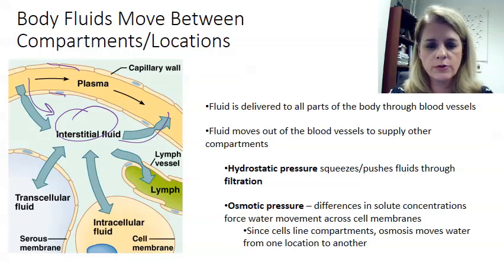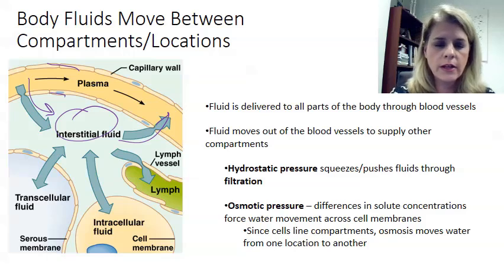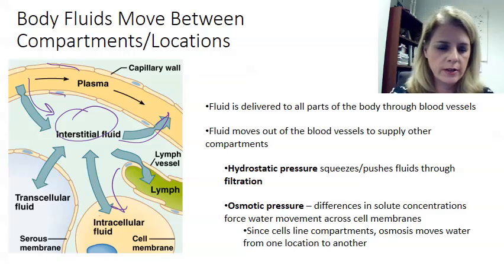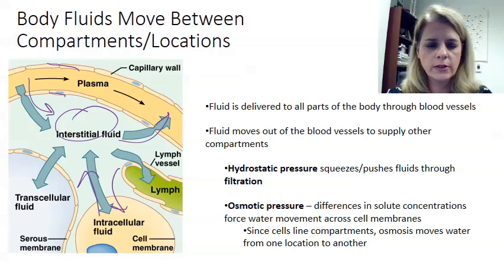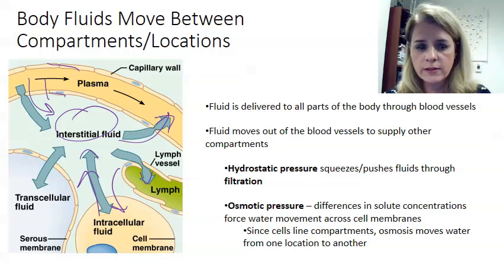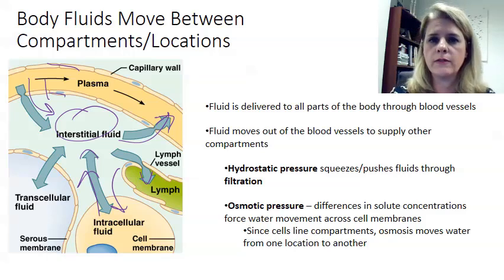That fluid can then return to the blood vessels. The interstitial fluid can go into the cells. The fluid from the cells can go back into the interstitial fluid. So notice these arrows are going in all different directions, and the fluid is able to go out of the blood vessel, around the cells, into the cells, back out of the cells, and into the blood vessels.